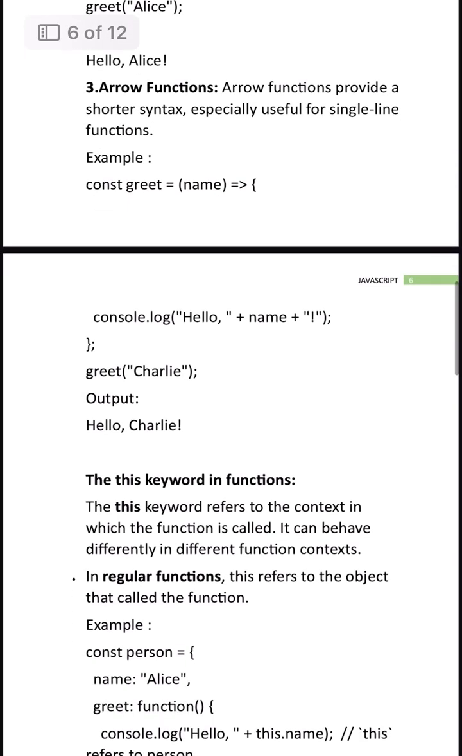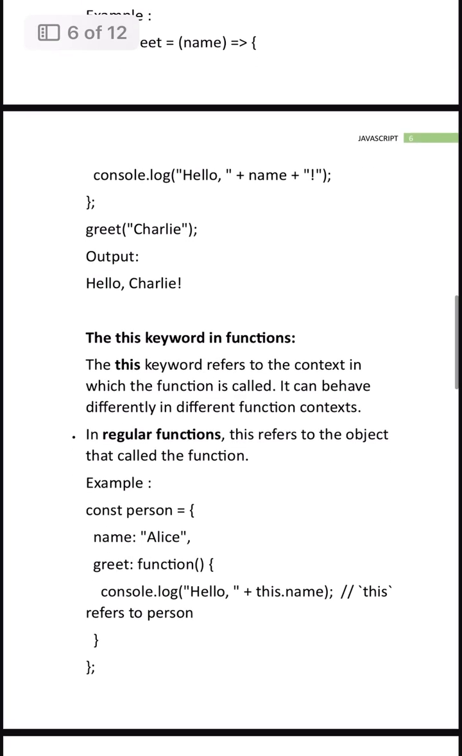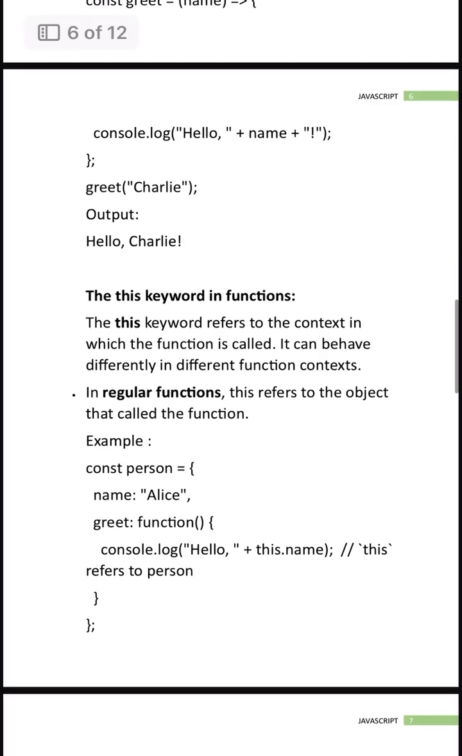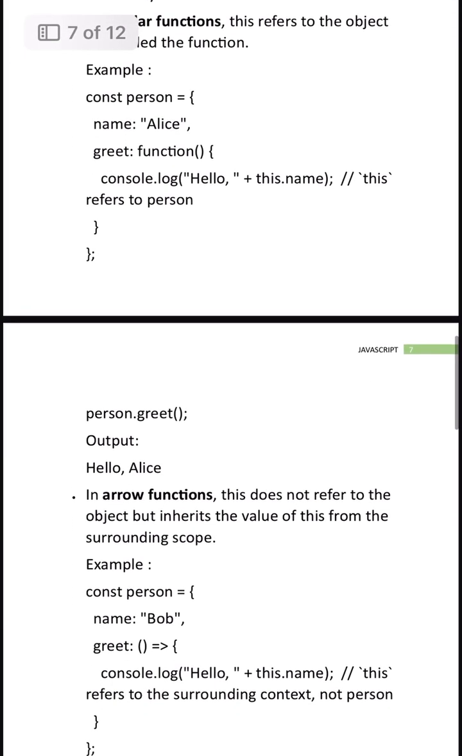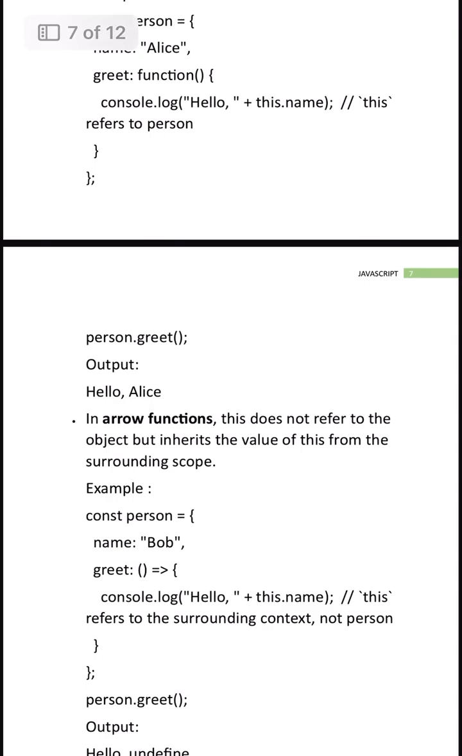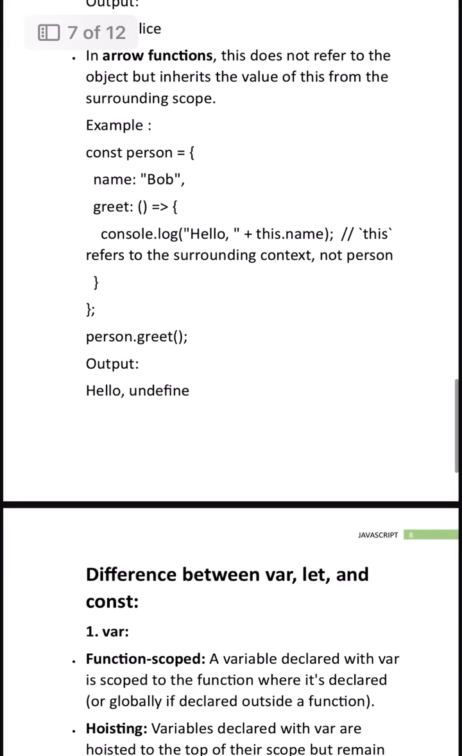The this keyword in functions. The this keyword refers to the context in which the function is called. It can behave differently in different function contexts. In regular functions, this refers to the object that calls the function. Here is the example. In arrow functions, this does not refer to the object but inherits the value of this from the surrounding scope. Here you can see the example.